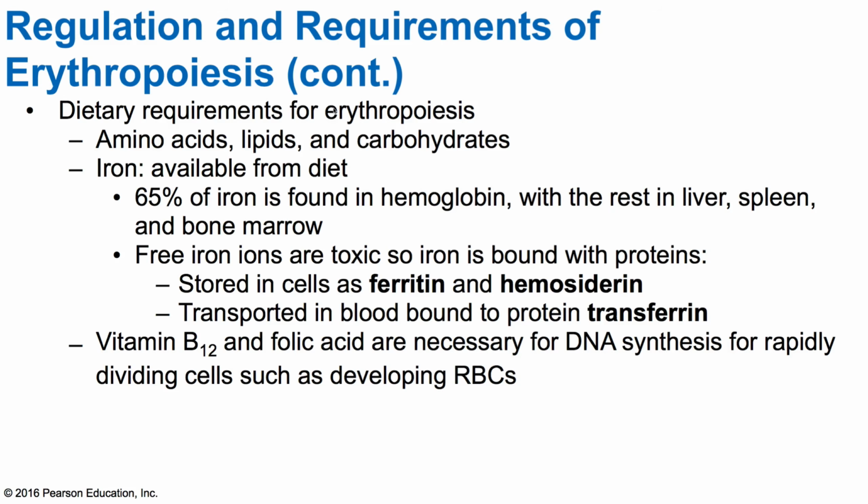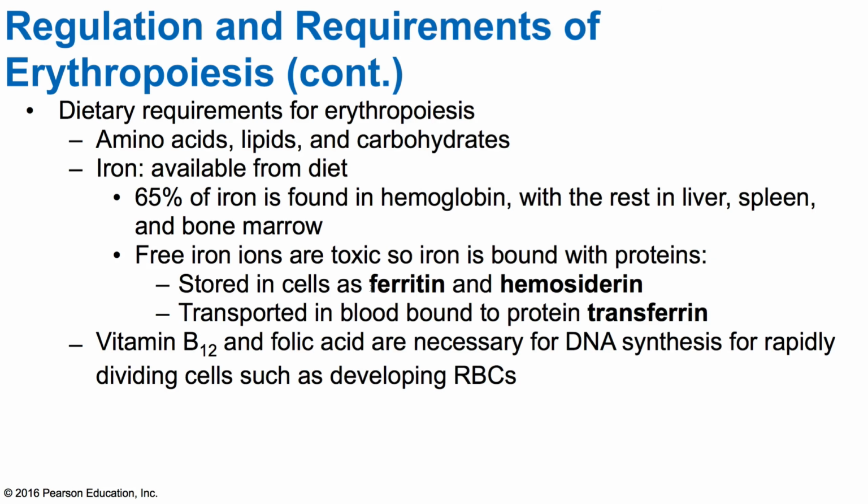Dietary requirements for erythropoiesis include amino acids, lipids, and carbs. In addition to that, we need iron, and iron is available from our diet. Some of these other things, your body can break other things down and obtain, but iron has to be obtained from our diet. 65% of the iron is found in hemoglobin. The rest we're going to find in the liver, spleen, and bone marrow. We're not going to find free iron floating around our body because it's toxic.